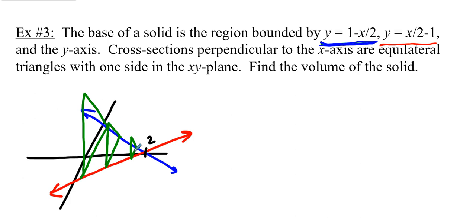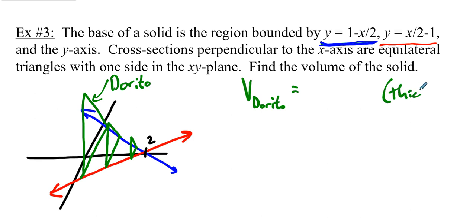So we slice perpendicular to the x-axis, and the shape that sticks up from that off the table is an equilateral triangle. Each of these are just Doritos. That's all they are. So the question is, what is the volume of a Dorito? Well, it's the area of an equilateral triangle times the thickness, right? The thickness we sort of know is going to be a delta x.